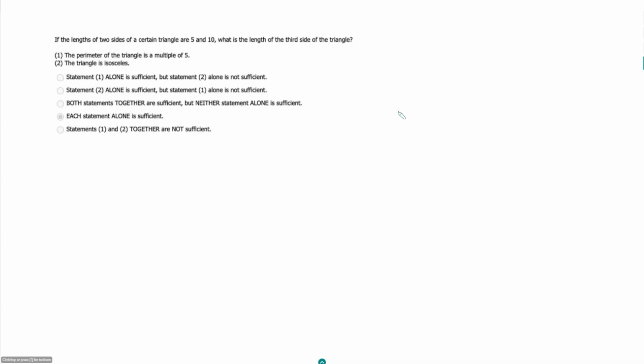If the lengths of two sides of a certain triangle are 5 and 10, what is the length of the third side of the triangle? So the rule in terms of the lengths of our triangle sides is any two sides of a triangle added together must be greater than the length of the third side.